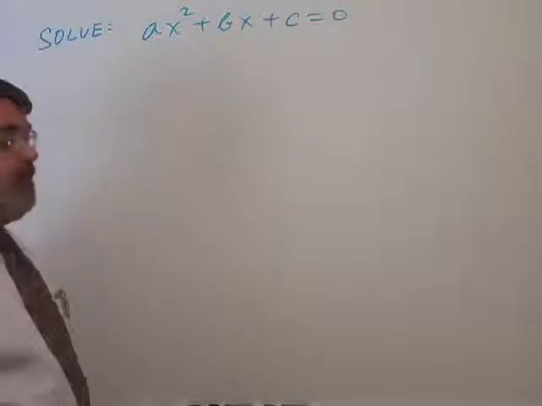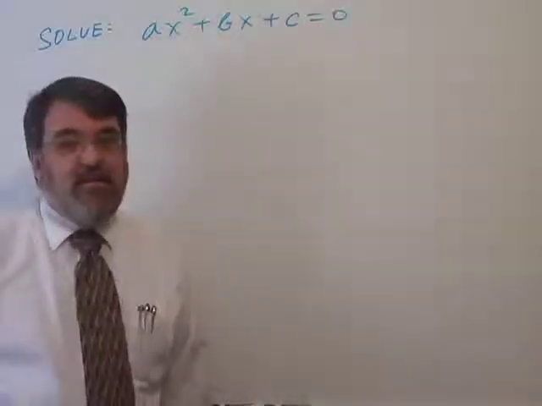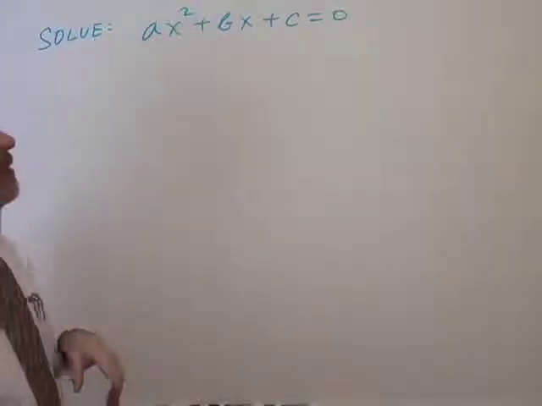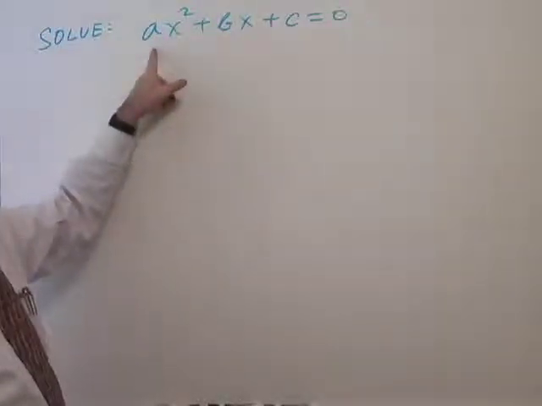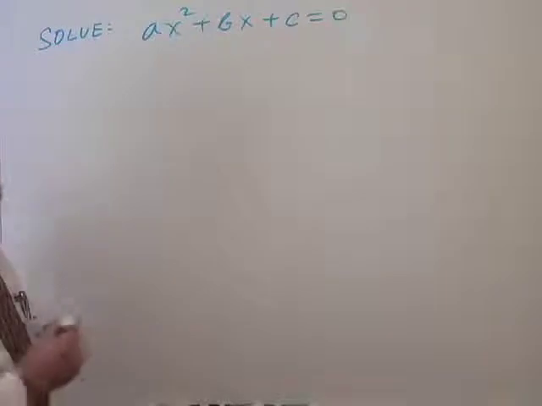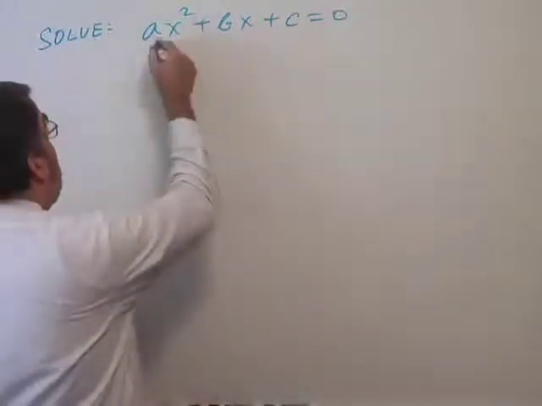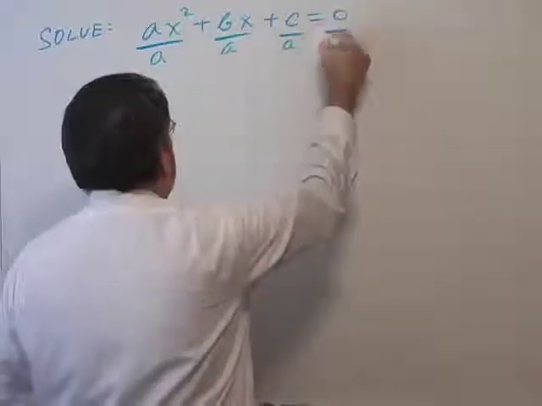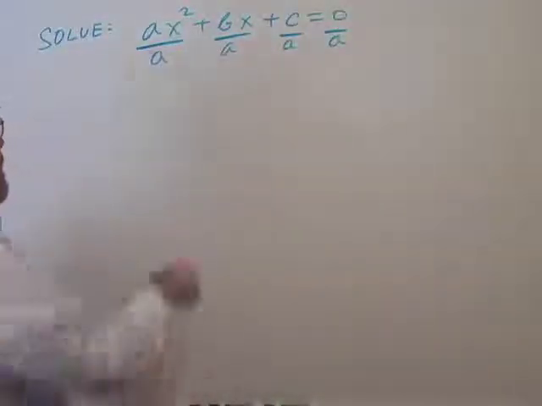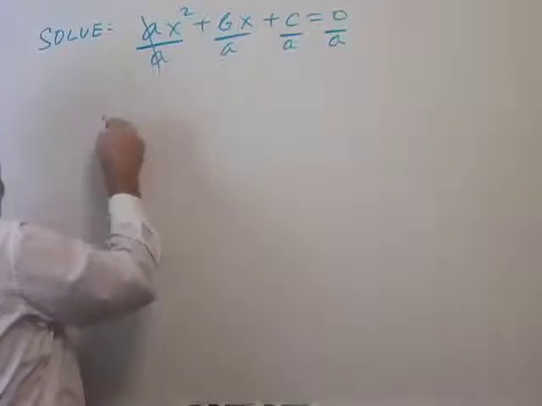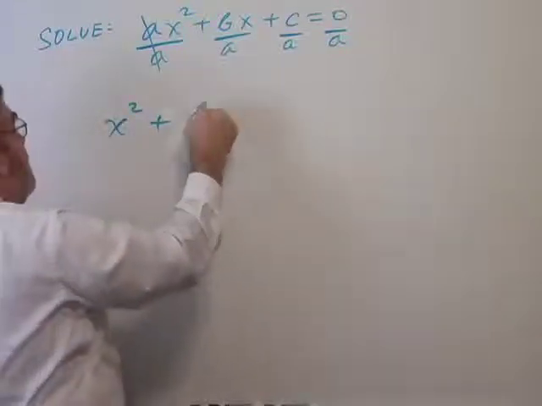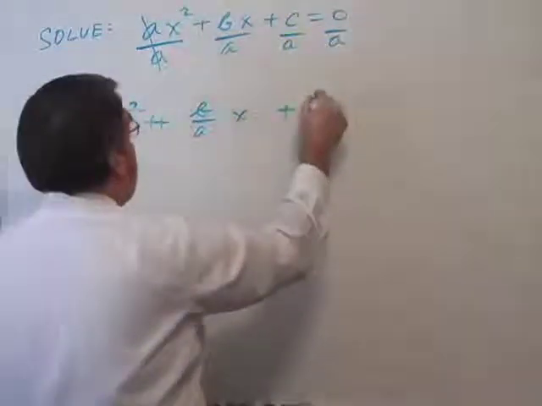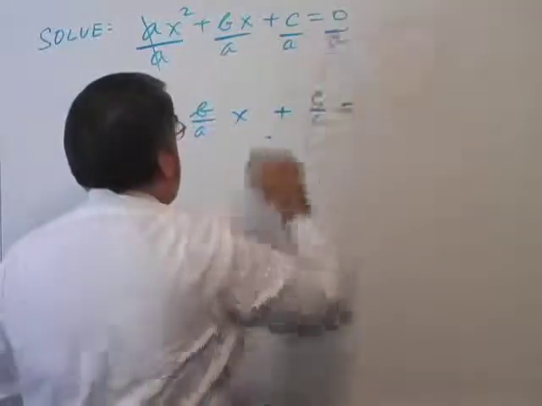All right. In completing the square, I mentioned that the first step was to make the leading coefficient 1. And as long as a is not 1, then I can only do that by dividing both sides by a. So when I do that, the a's cancel. I have x squared plus b over a times x plus c over a, and 0 over a is going to be 0.